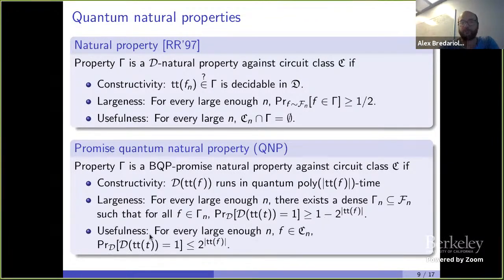And finally, we also have usefulness, where we want that functions that are in this circuit class get rejected by this quantum algorithm, at least except with negligible probability. So these quantum natural properties are just the extension of classical ones, but you have to be more subtle, because completeness and soundness might not be one. So this is where these technicalities appear, but the intuition is the same.